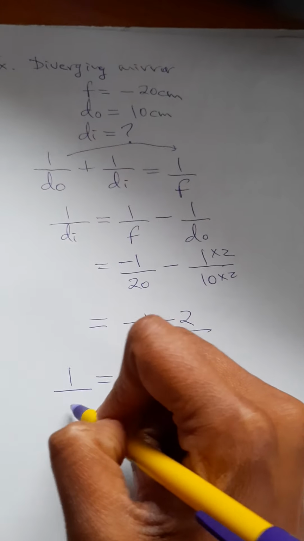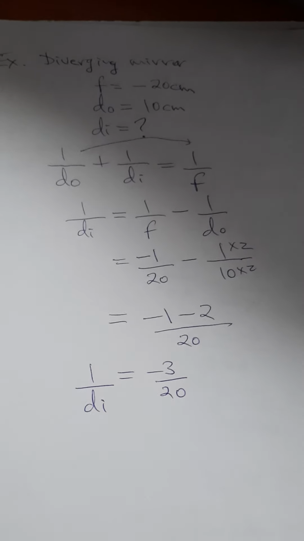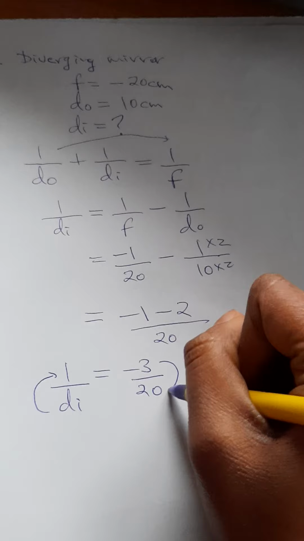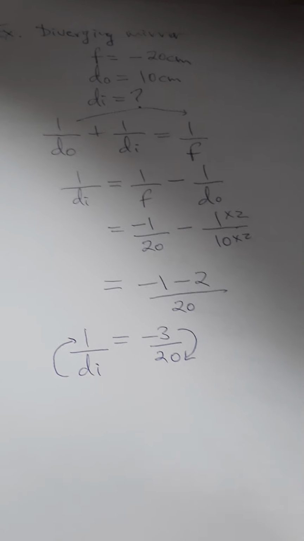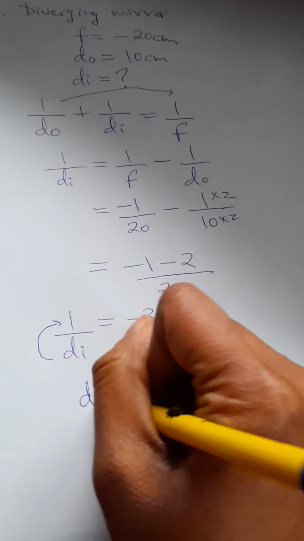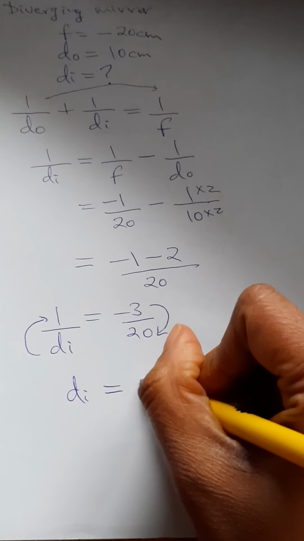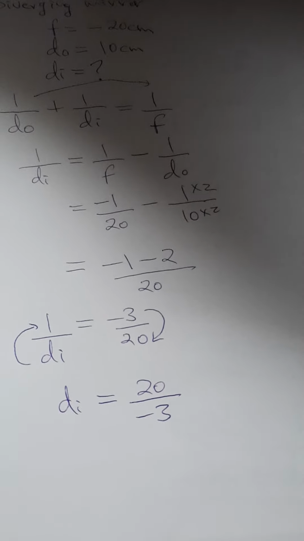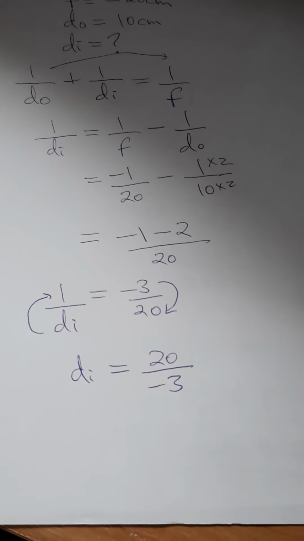And again, this is 1 over di. So what I'm going to do is just flip this over. I'm flipping over the fractions here, because I'm looking for just the value of di. So it's going to be 20 over negative 3 here.